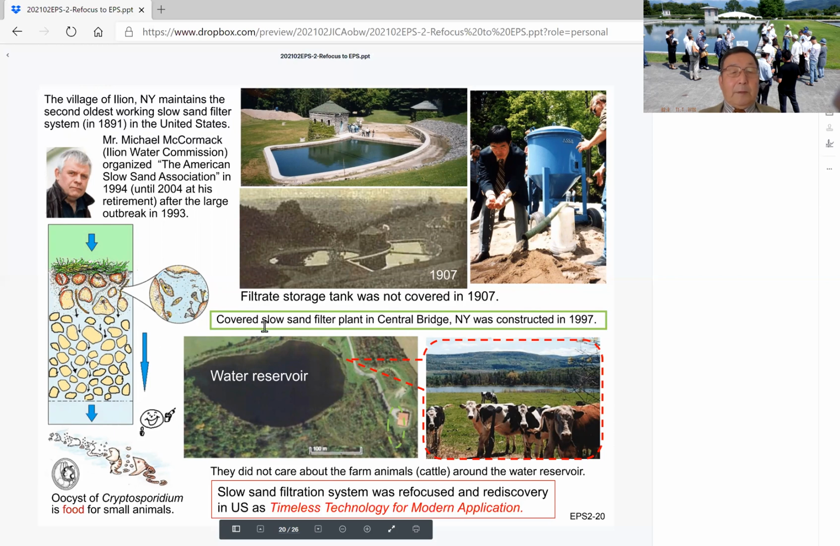And I visited a covered slow sand filter plant in Central Belt, New York, which was constructed in 1907. This is the water reservoir, and this one is the covered slow sand filter. But behind it there is a cattle yard. They did not care about the farm animals, the cattle around the water reservoir. Slow sand filtration was the focus and the discovery in the United States as a timeless technology for modern application.